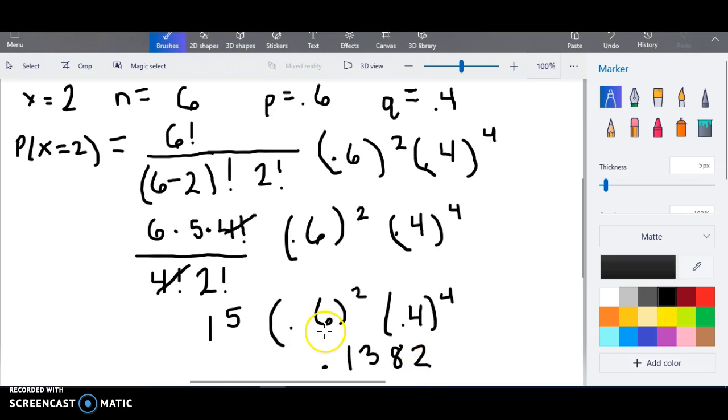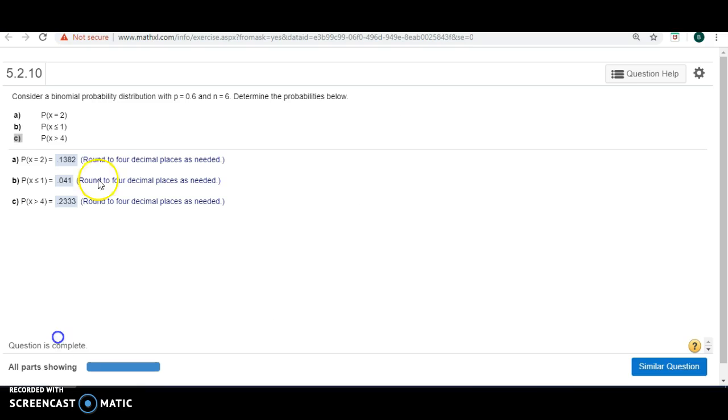The key to this for homework is, when you're doing the formula, don't round until the very end when you get your probability number. So the probability of X equaling 2 is 0.1382.